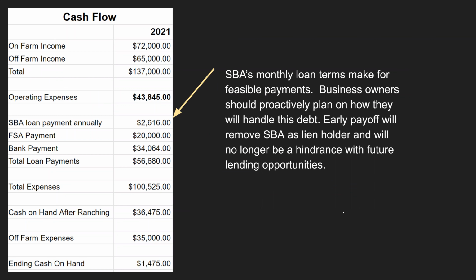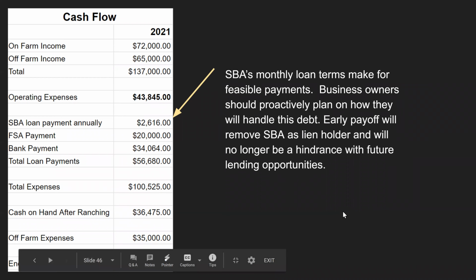SBA's monthly loan terms make for feasible payments. Since it's such a long term to pay it back, you'll be able to have more flexibility in the way you pay it. So business owners should proactively plan on how they want to handle this debt. An early payoff will remove SBA as a lien holder and will no longer be a hindrance with future lending opportunities. So you may want to keep in mind that paying this off early may have a positive effect on your business, but for some businesses, leaving this out there may be more beneficial for you. You want to take this into account.